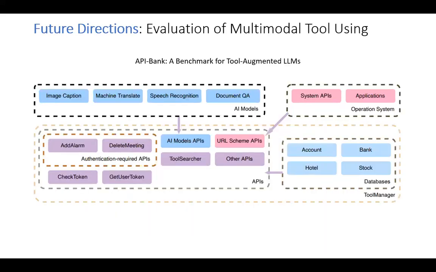And the third direction is for evaluation. Although we have seen successes in building multimodal agents, mostly by example demonstration in the paper, can we have a systematic way to evaluate how accurate it is for this type of system to use multimodal tools? API Bank is a starting point to building such pipeline in evaluating tool-augmented large language models.